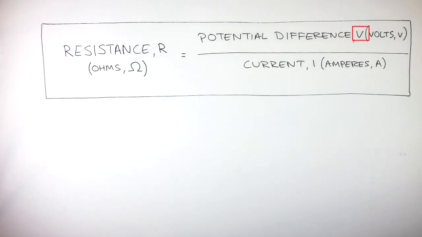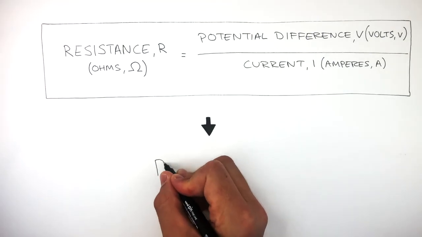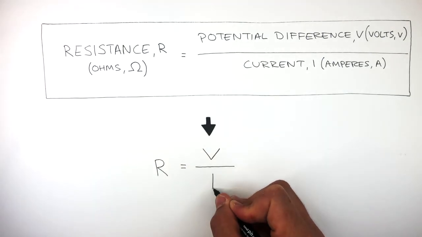The symbol of potential difference is a capital V, and the unit is volts, which has a symbol of a capital V as well. And finally, the symbol of current is a capital I, where the unit is amperes, also known as amps, which has a symbol of a capital A. We can write this equation just using the symbols, where R equals V over I.